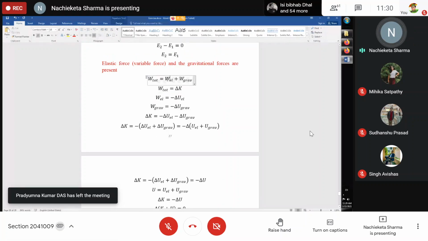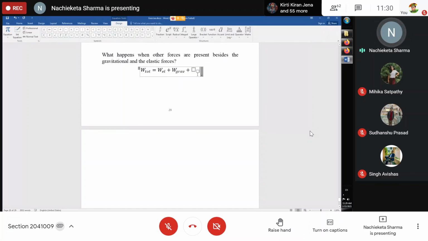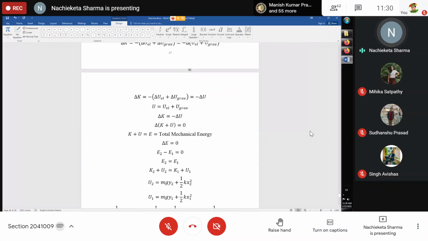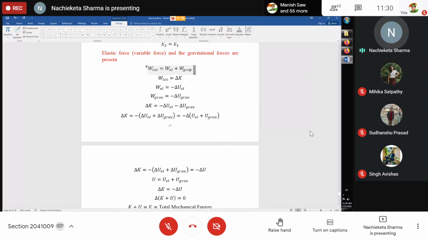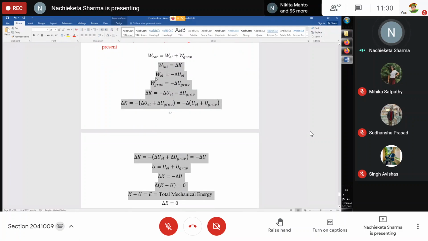Now this W total that you are writing, you can start from here, isn't it? The whole thing can be repeated. Now you have to add another thing, W_EL plus W_grav plus W_other, isn't it? The other forces will also now come into the picture. Okay, so as usual, you can just repeat the whole thing, isn't it?